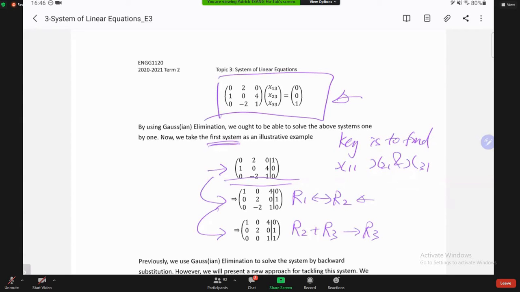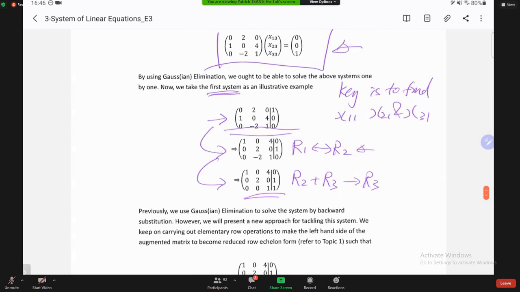Secondly, we want to eliminate some entries in the variable. So we use R2 plus R3 in order to update R3, right? And at this moment, we arrive at an intermediate result. So now can you tell me what kind of echelon form is it? Is it a row echelon form or a reduced row echelon form at this moment?